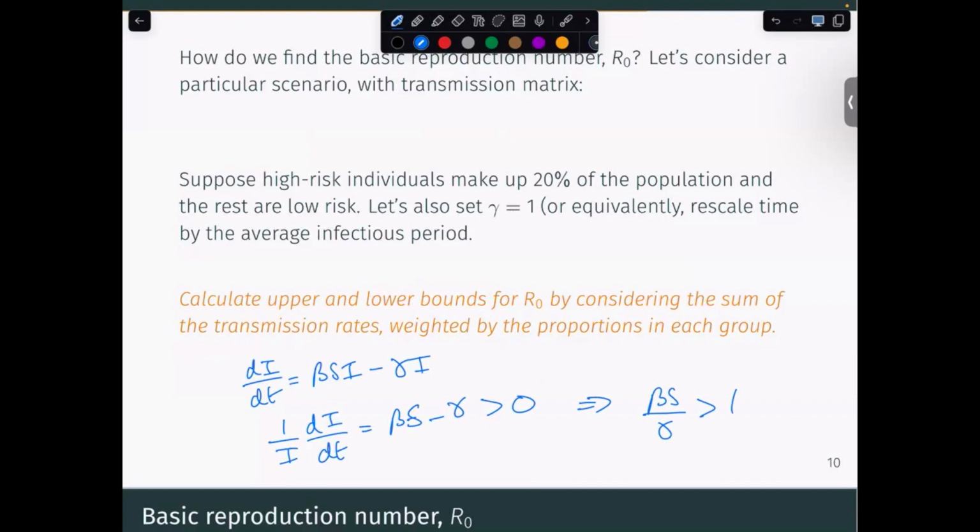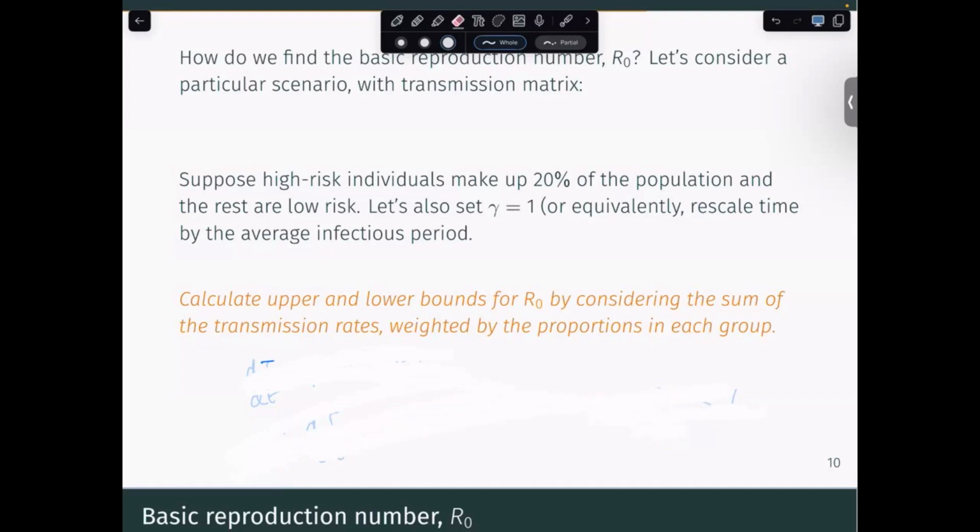So we just looked at the per capita growth rate when rare, right? We can't do that now because our beta is a matrix. So we can't take that same approach as we did before. We have to think now about the eigenvalues of this matrix, because those eigenvalues tell you something about those growth rates, what's dominating growth rates.